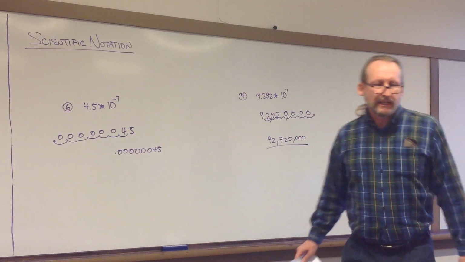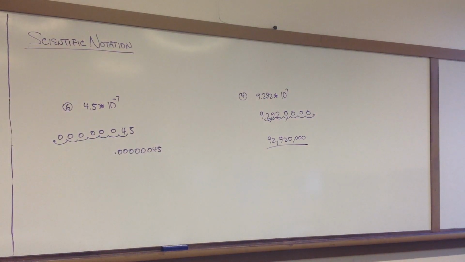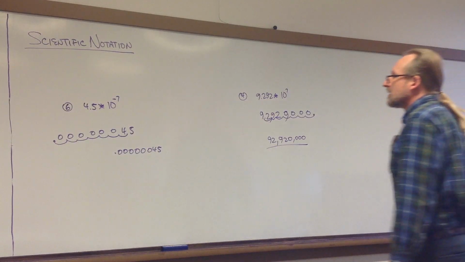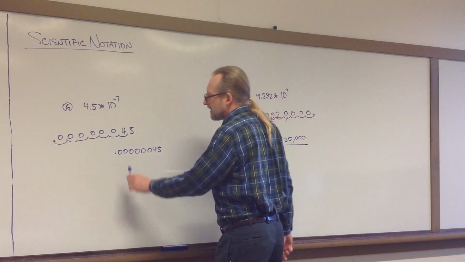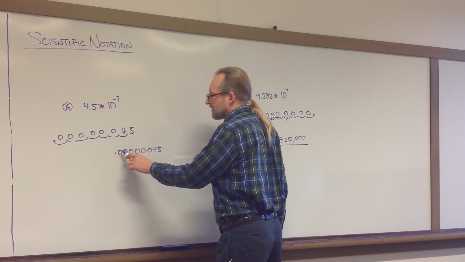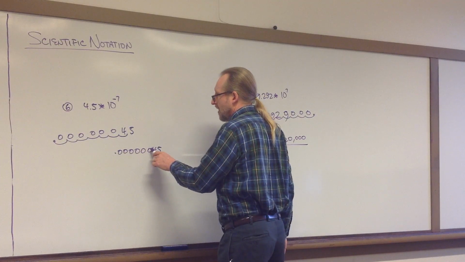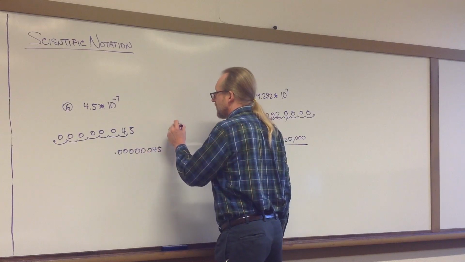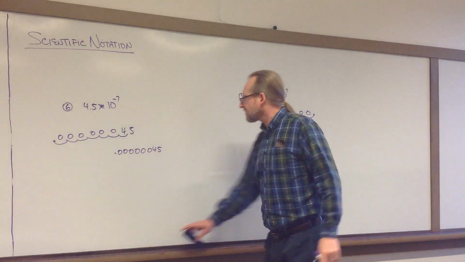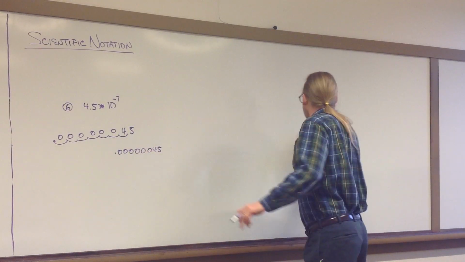And, you know, reading these in terms of place value is not that big a deal at this point, but if you wanted to, you could count your way out here: tenths, hundredths, thousandths, ten thousandths, hundred thousandths, millionths, ten millionths. So this is 4,500 millionths. Okay.